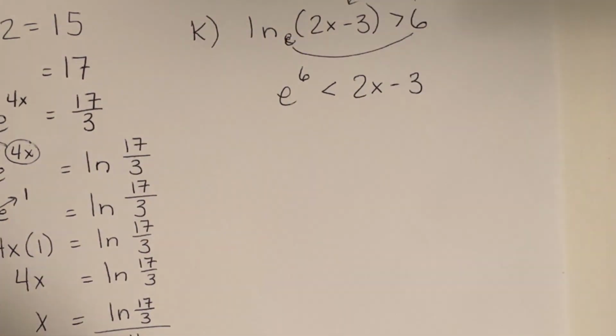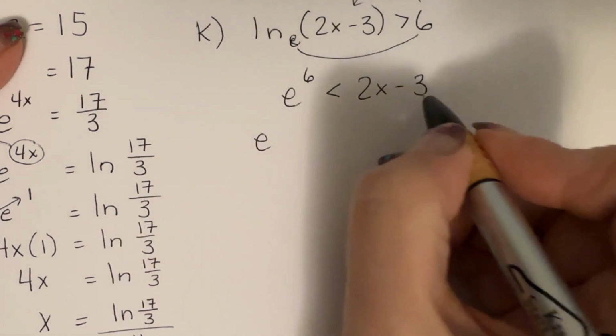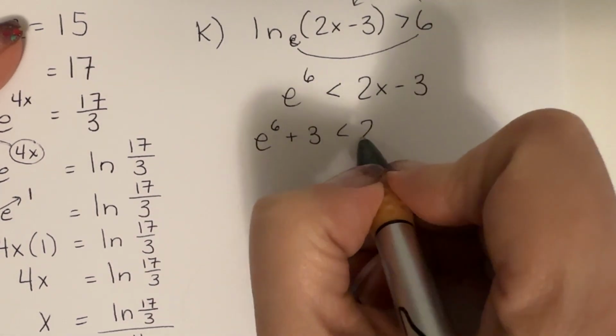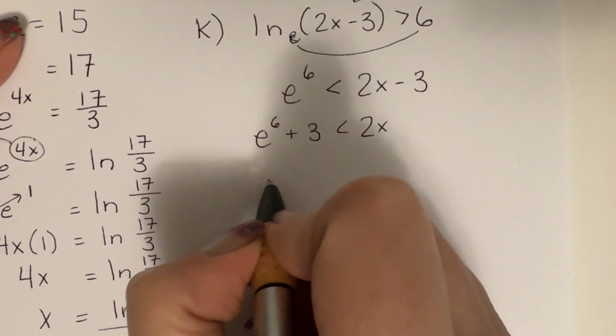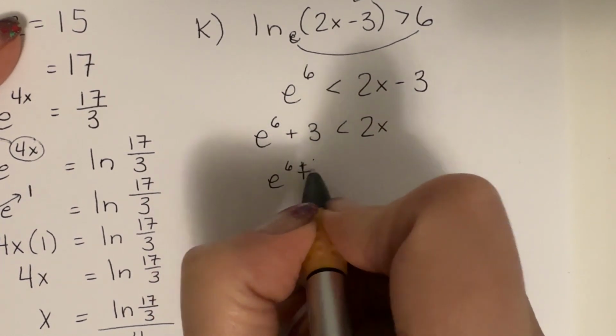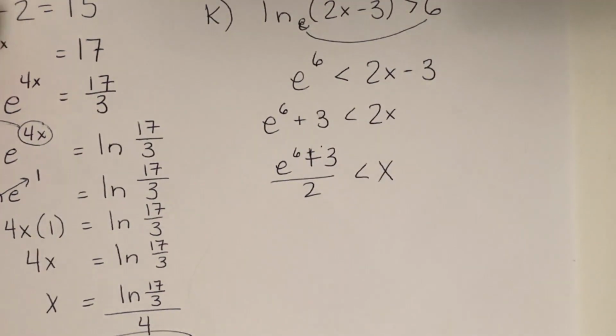Now, I know a couple of you are wondering, how do you know which way to turn it? If you turn it the wrong way, it's going to be okay because we're going to test it at the end. So even if you accidentally got your inequality going the wrong way, do not worry. It's all going to work out. So I'm going to move the 3 to the other side by adding it, and then I'm going to divide by 2. All right, so I think that's what my answer is.